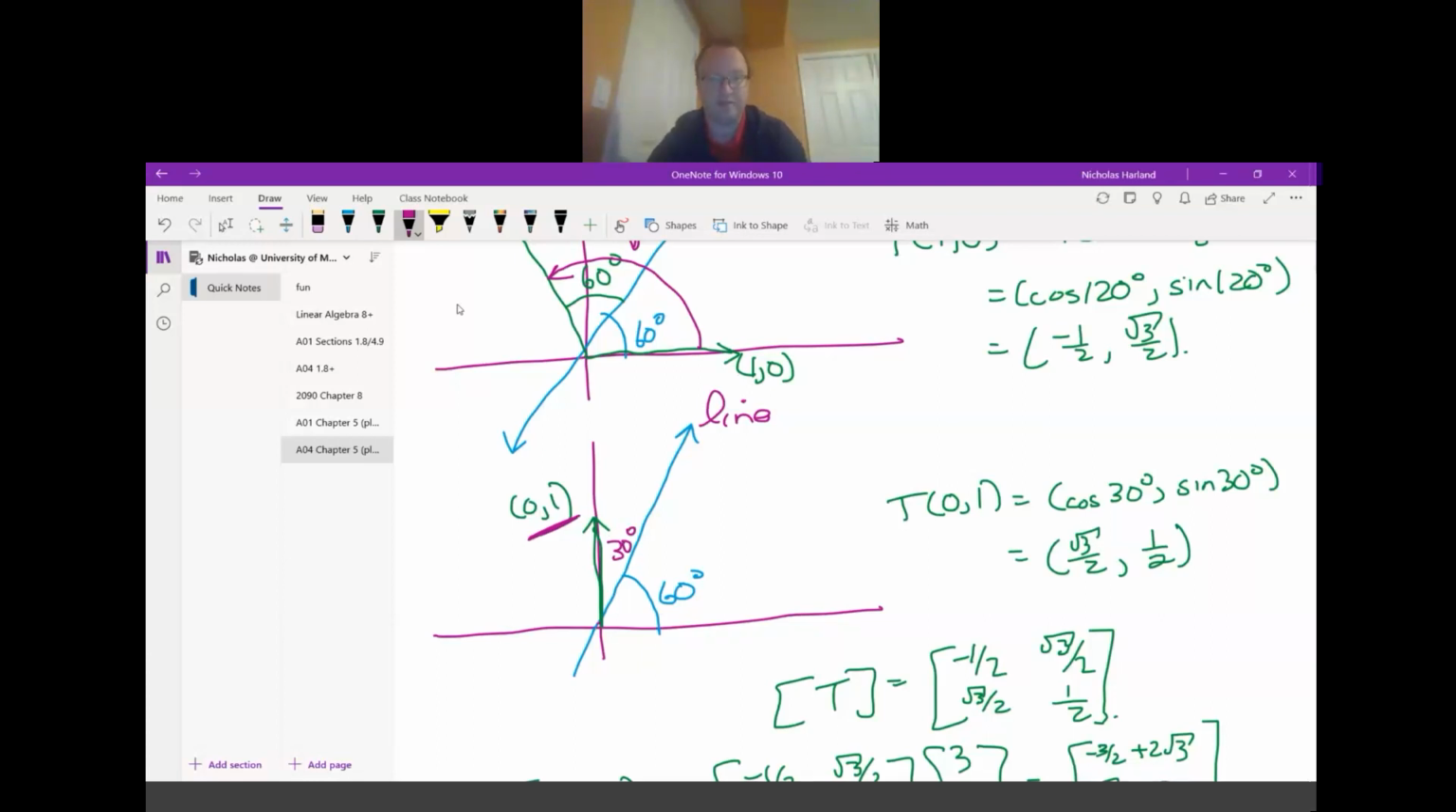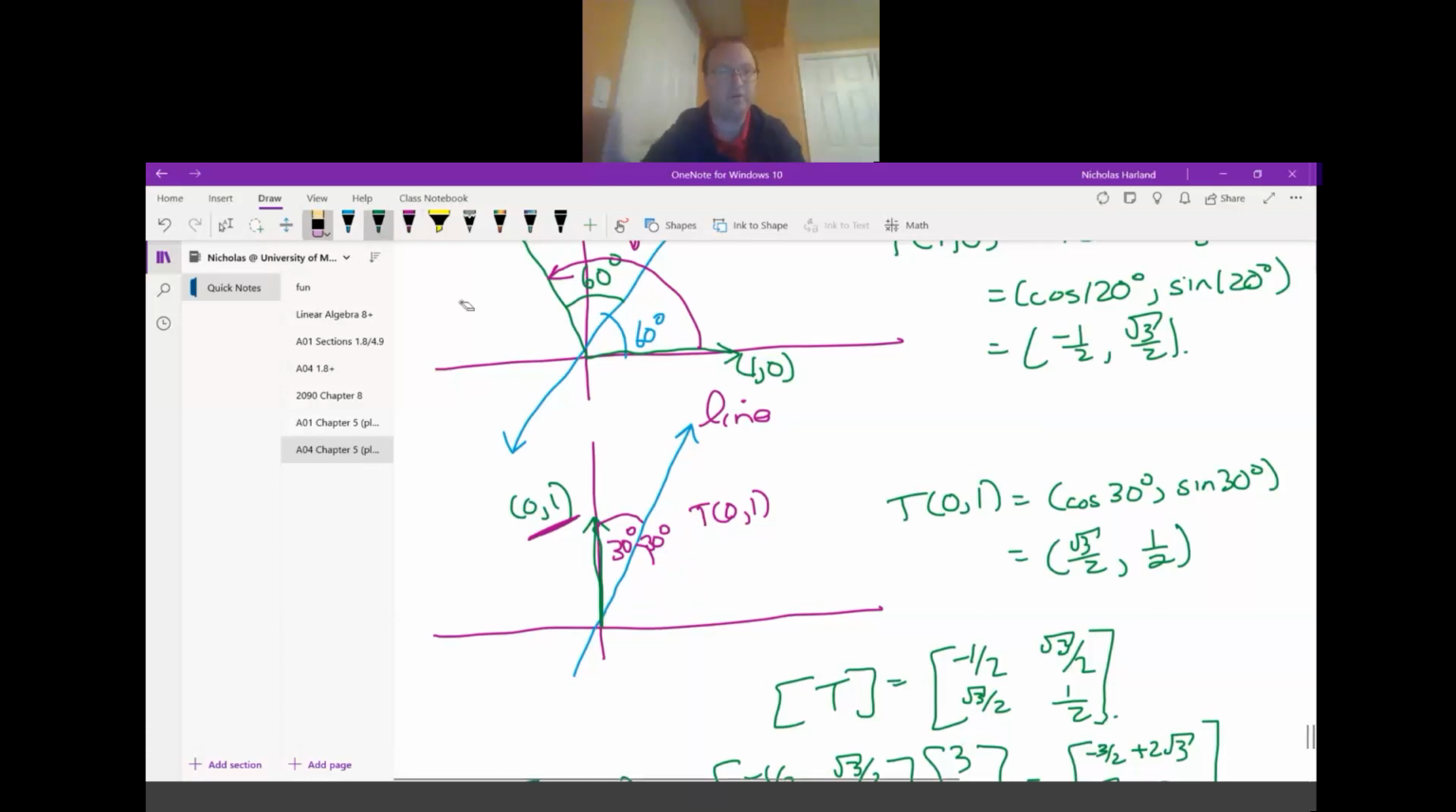When we reflect the vector over here, here's T of 1, 0. When we reflect, this 30 has to match that 30. So that's why T of 0, 1 points in the direction that it points.